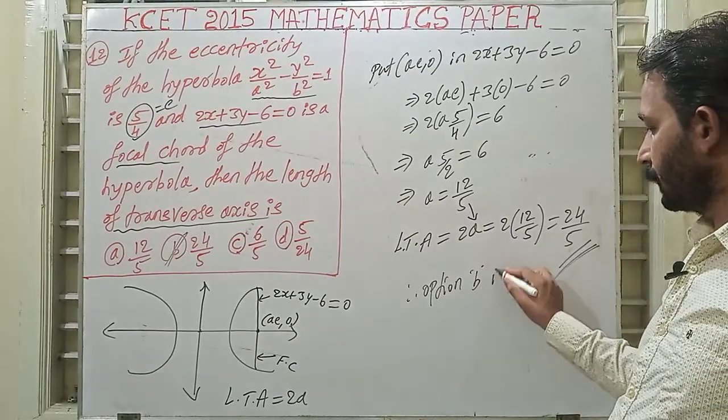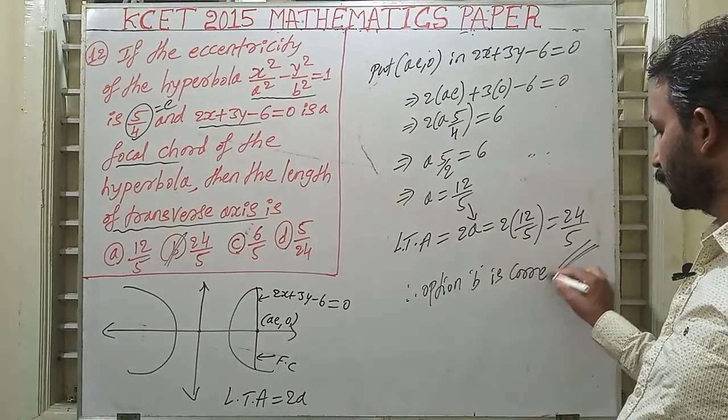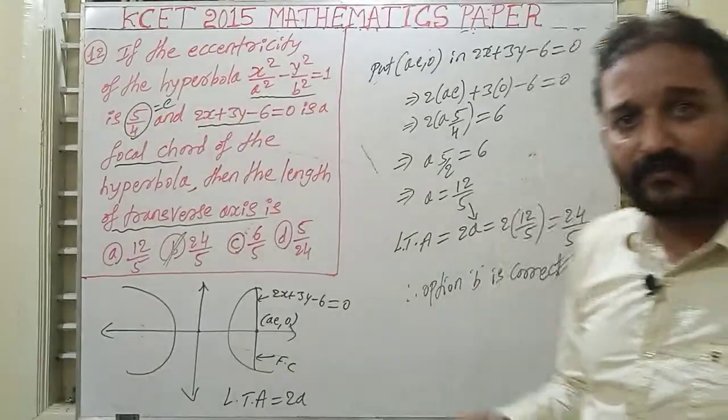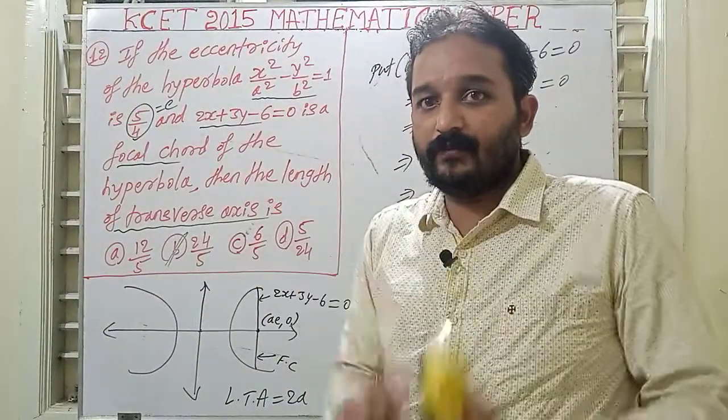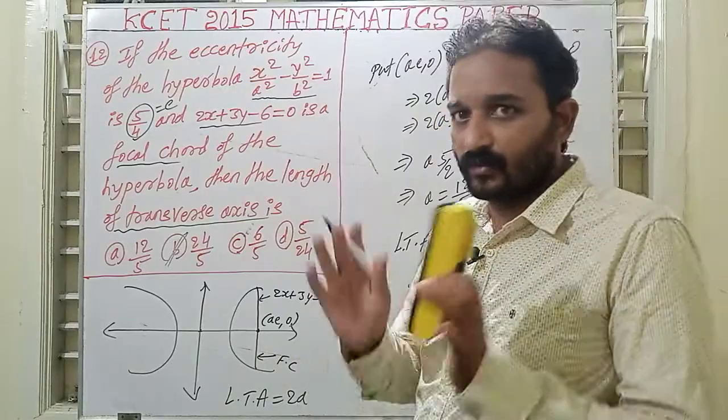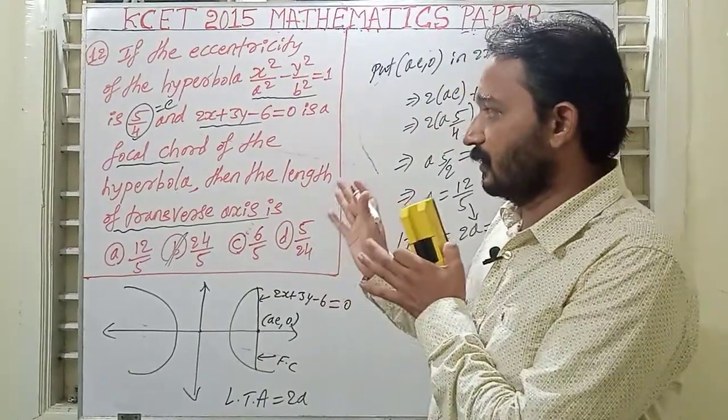Option B is correct. So KCET asks every year one question from the chapter conic section without fail. Okay. So this is a moderate problem.